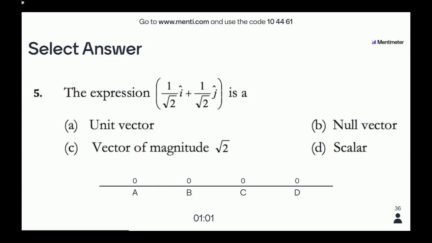Magnitude again: coefficient of I square plus coefficient of J square. Anyway, the coefficient of K is 0. Very good, Nishant. Very good.